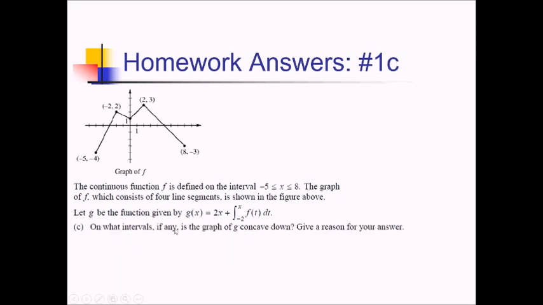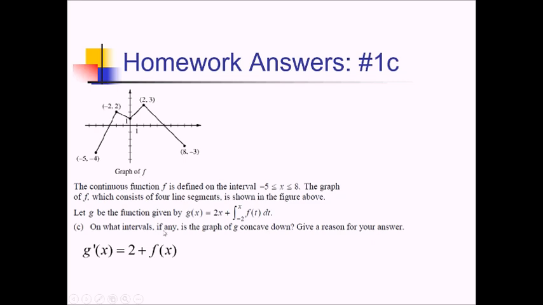On this part, they want us to figure out on what intervals, if any, is the graph of g concave down. All right, well, g is going to be concave down wherever g prime is decreasing. And remember, g prime is really just 2 plus f of x. So they didn't give us a graph of 2 plus f of x. They gave us a graph of just f of x.